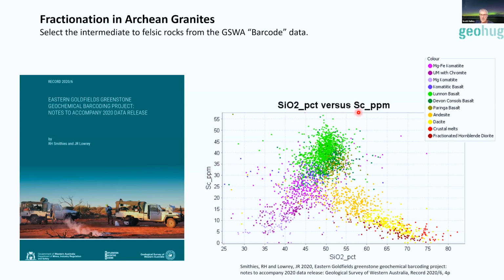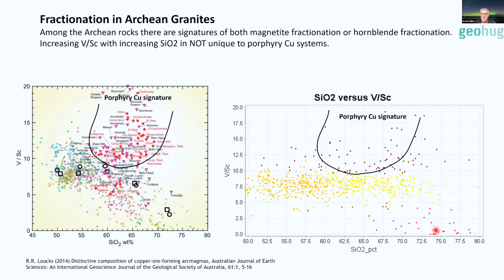Here's a plot of scandium versus silica. And in this diagram, I've classified the ultramafic rocks in purple. All of the basalts are in green. And then I've got a suite of things going from andesites to dacites and different flavors of felsic rocks in orange to yellow to red. So I'm going to plot vanadium over scandium ratio against silica and compare it to the porphyry copper signature.